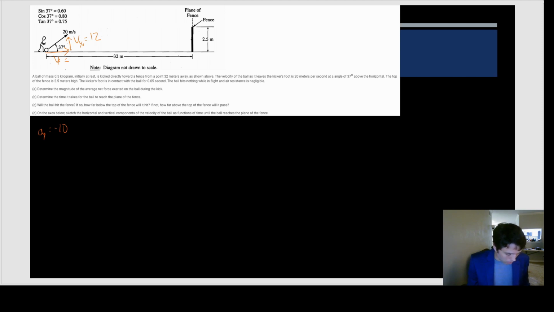Yeah, and then we got cosine of 20, 0.8 times 20 to get the horizontal component. 0.8 times 20 is 16, because we use cosine to find the horizontal component. All right, so we know that this thing is going to go 32 meters. Okay, so the plane of the fence is 32 meters away. So, write down the rest we know.